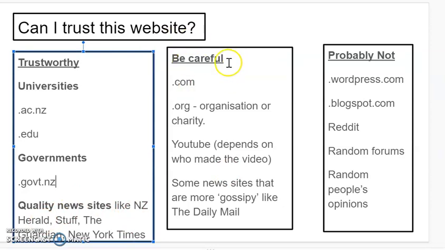Websites to be careful of. So, .com usually stands for company. Not always, but you've got to make sure you know who's made that website and what their motives are. .org is something to be very careful of. .org stands for organization or charity. Usually these are not political parties, but groups that have an issue that they really care about.